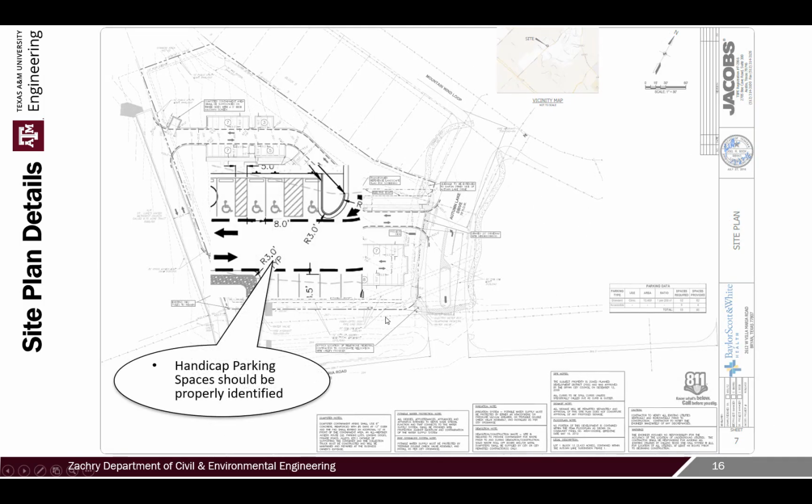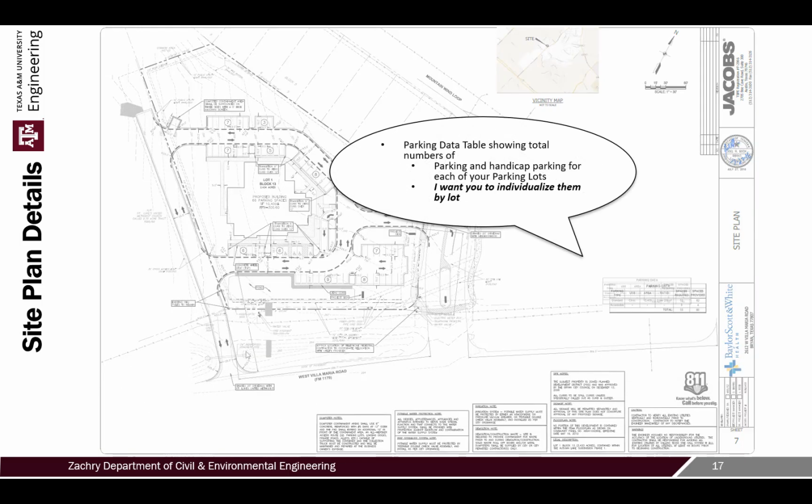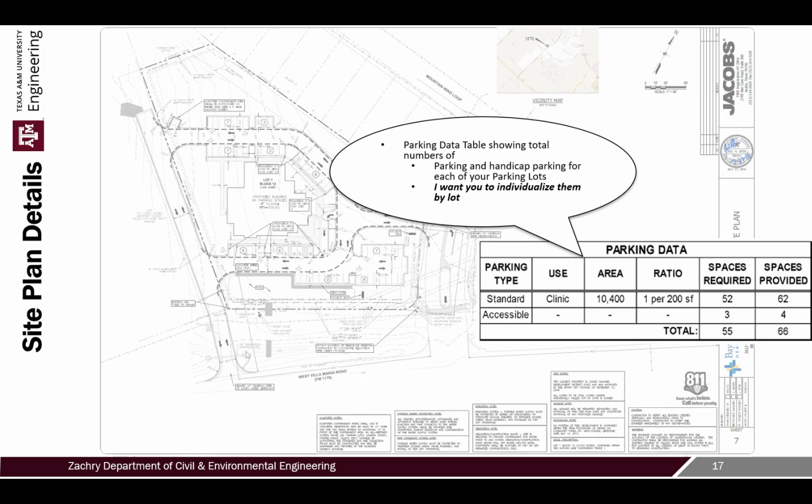Then, of course, you want to show all your handicap parking spaces. You want to identify them, and you want to show that they're following the regulations. So you have to show dimensions and things like that. Here's the parking data table I talked about.